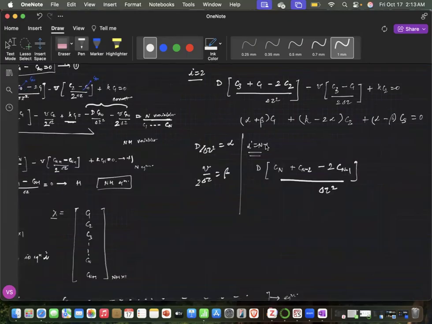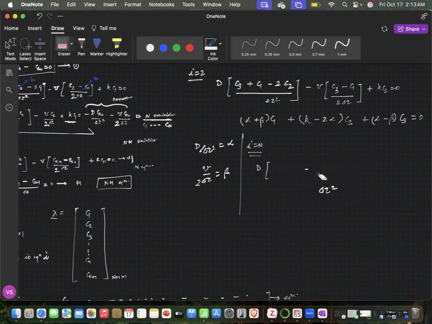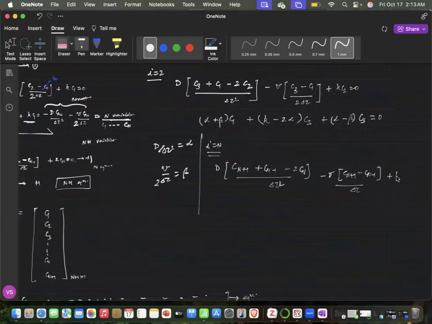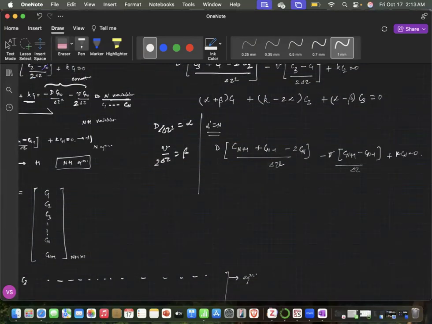Let's actually just write it for n because that holds as well. So let's do that. So i equals n will have d (c_{n+1} + c_{n-1} - 2c_n) over delta z squared minus v (c_{n+1} - c_{n-1}) over delta z plus k c_n equal to 0. I understand this is a bit challenging altogether as a lecture, but with some practice, I'm sure you'll be able to do such things very easily.